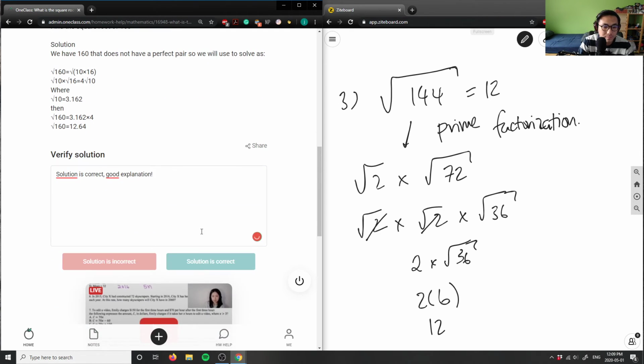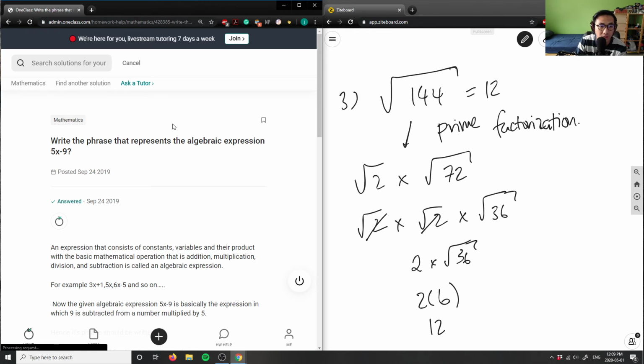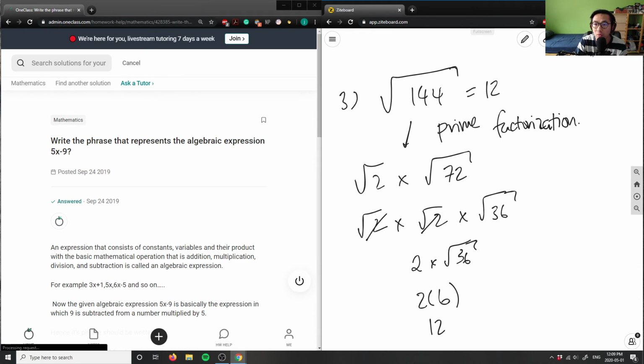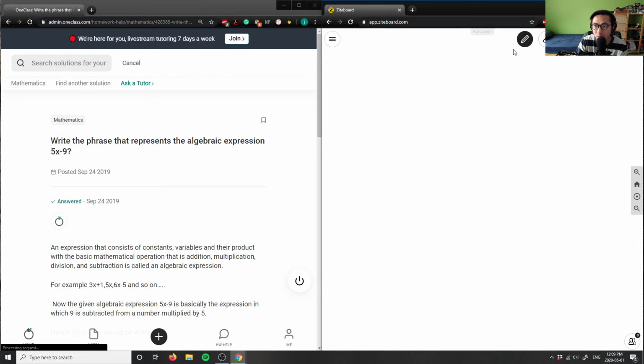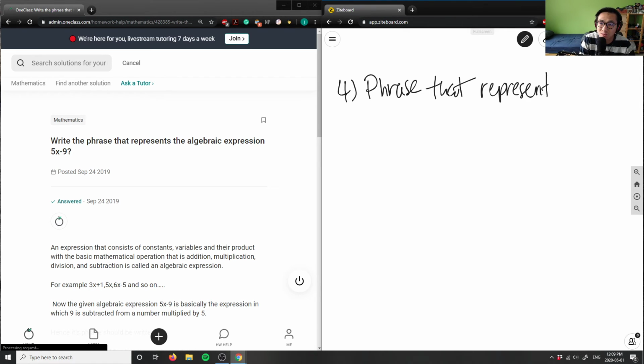Number 3, and then, sorry, just moving on, number 4. It says, write the phrase that represents the algebraic expression 5x minus 9. So I want a phrase that represents basically the algebraic expression 5x minus 9, right?